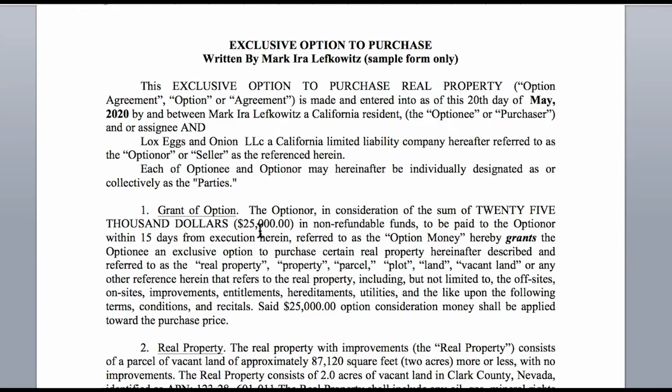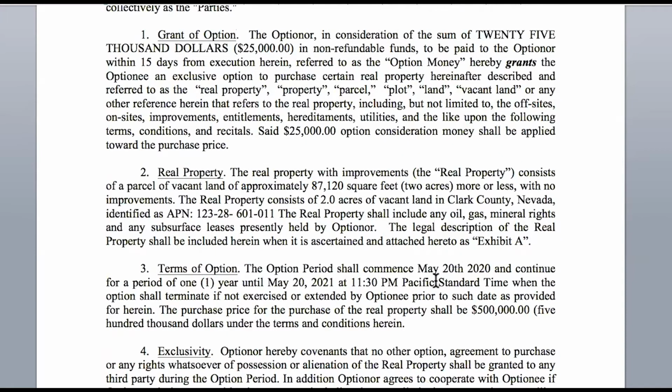I'm fast forwarding. In this one here, all the questions, the optionor grants the optionee, me, an exclusive option to purchase, hereinafter described as the legal description, the words parcel, plot, vacant land, and it includes on-sites, off-sites, improvements, entitlements, hereditaments, utilities, and all the other terms and conditions. The $25,000 is applied to the purchase price. What is real property? In this case, it's 87,120 square feet, which is 2 acres. It's an APN number. I can attach the legal description.